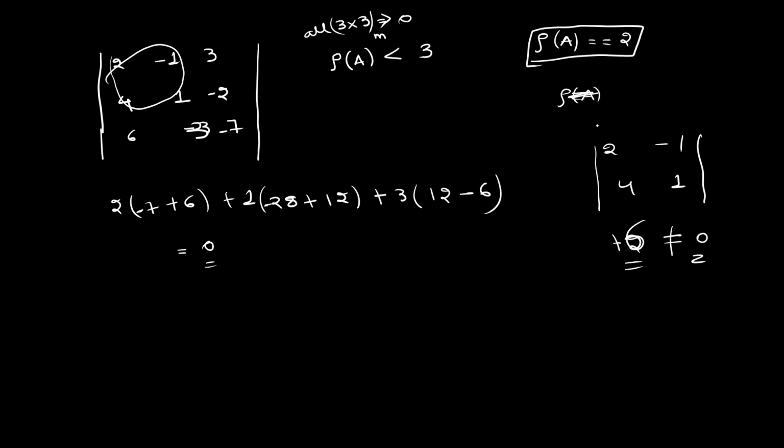Alright, so if at least one minor of a particular order is not equal to 0, then we can decide the rank is equal to that particular order. So here the 2 into 2 matrix determinant is not equal to 0. We can say that the rank of this matrix A is equal to 2. However, this is a long process. This is one of the methods, and in the next video we will discuss the echelon form. Thank you.